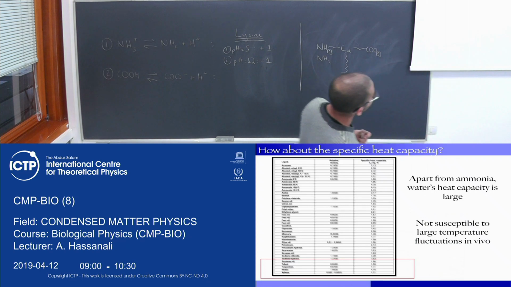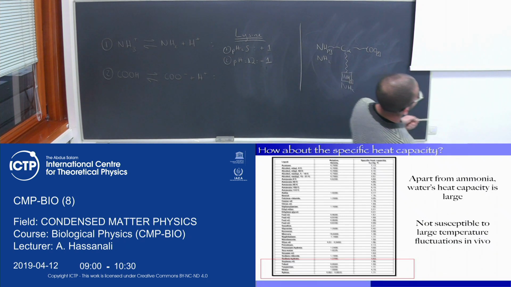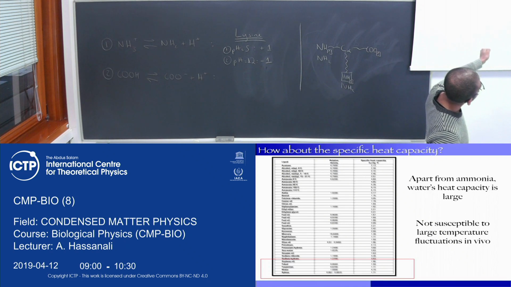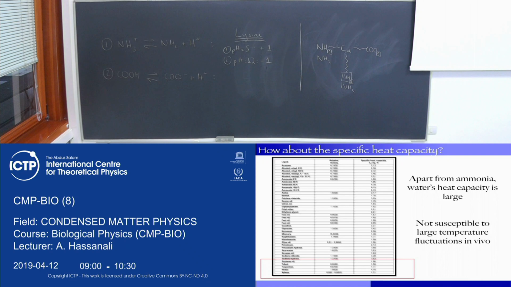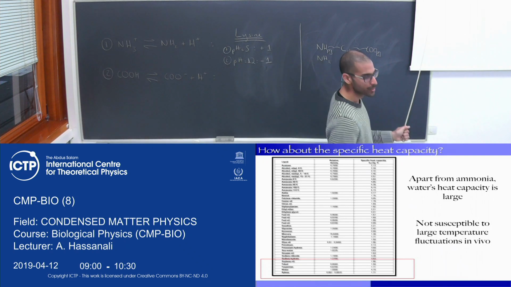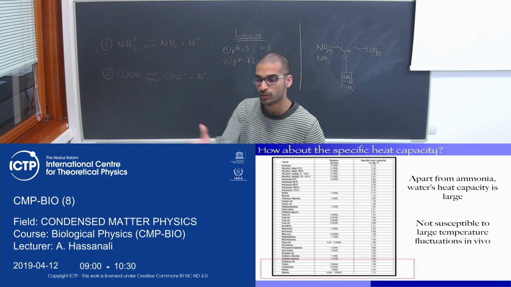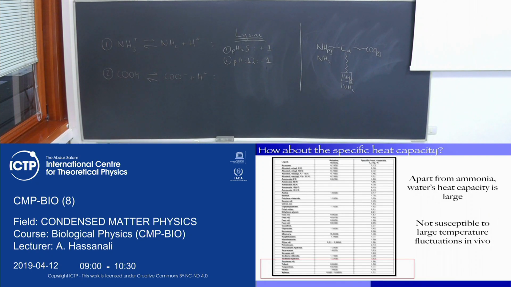Let's look at the heat capacity. Okay, so apart from ammonia, water's heat capacity is very large. And this is a very, very important aspect when you start thinking about heat dissipation. So, being the environment where biological reactions happen, water is a liquid that's able to dissipate heat very efficiently into lots of different vibrational modes. Okay, this is not true for other liquids, well, apart from ammonia.